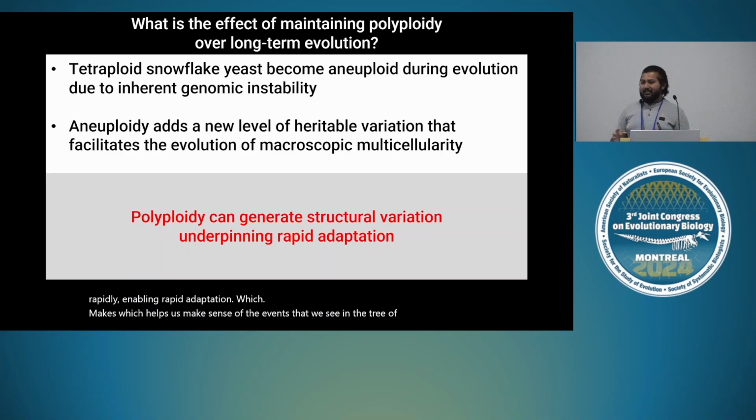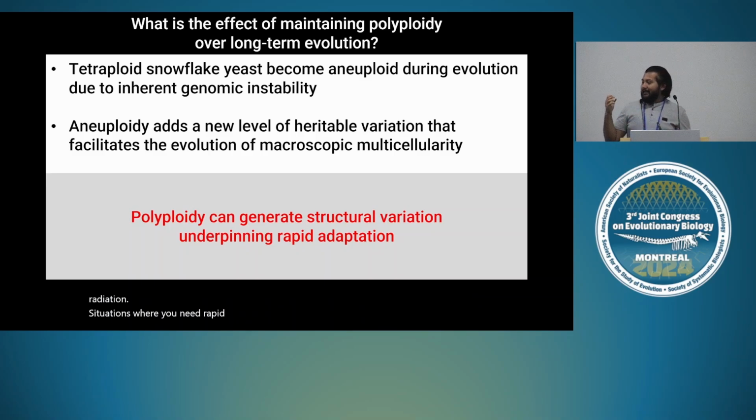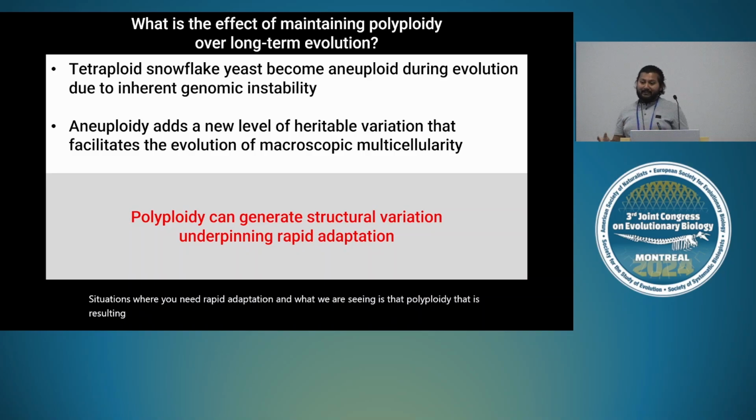Whole genome duplication events are an important precursor to, as I said, species diversification and adaptive radiation. Situations where you need rapid adaptation. And what we are seeing is that polyploidy that is resulting from new whole genome duplication events can help in rapid adaptation.